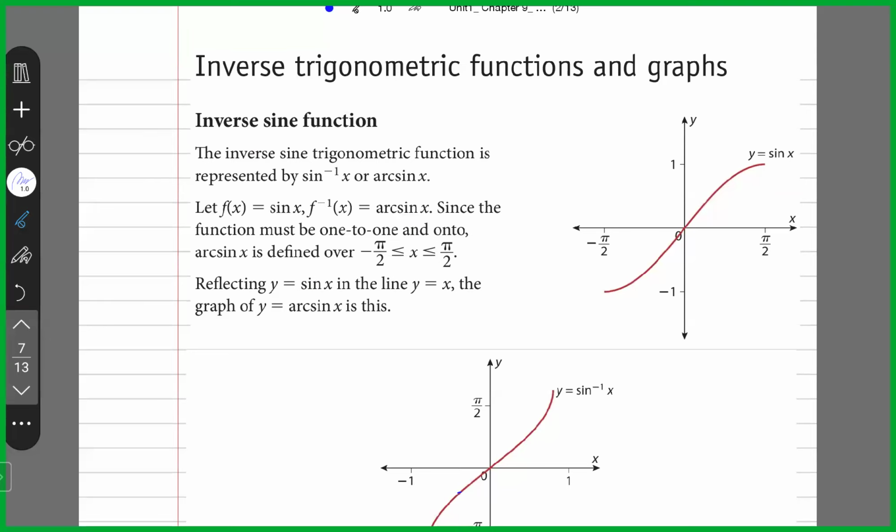All right, so the next thing we're looking at is the inverse trigonometric functions and graphs. So next we're talking about the inverse sine function. This says the inverse sine trigonometric function is represented by sine inverse x or arc sine x. So let f of x be sine of x. Sine inverse of x is equal to arc sine x.